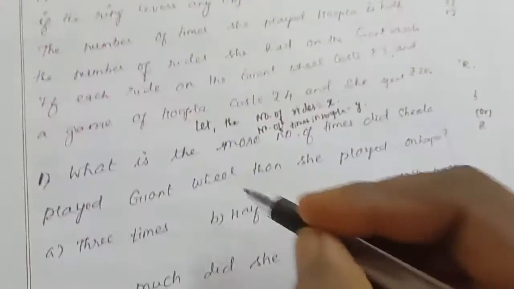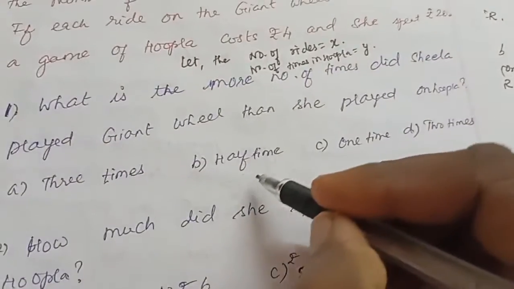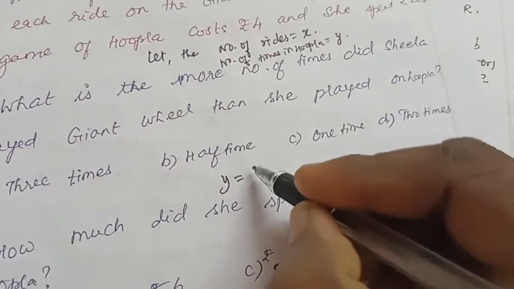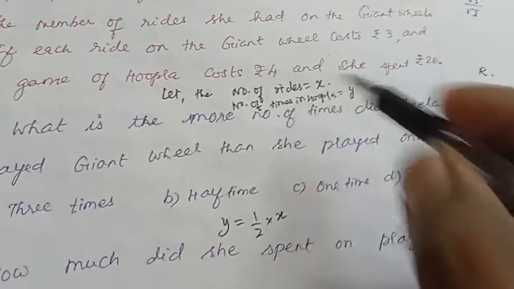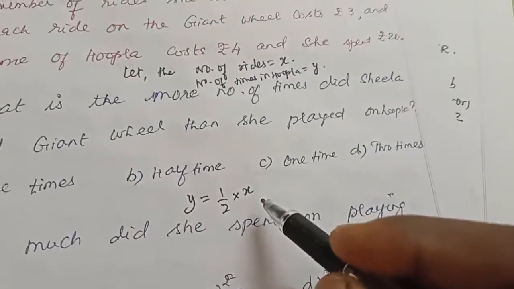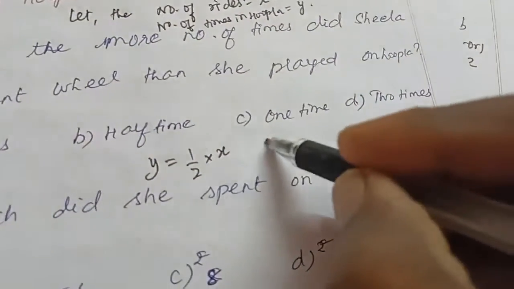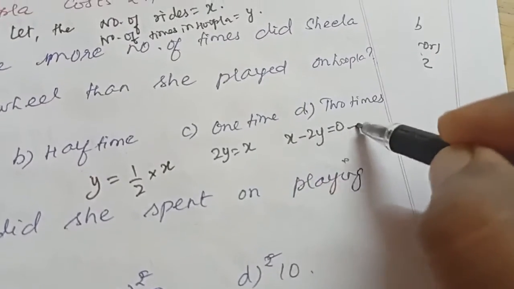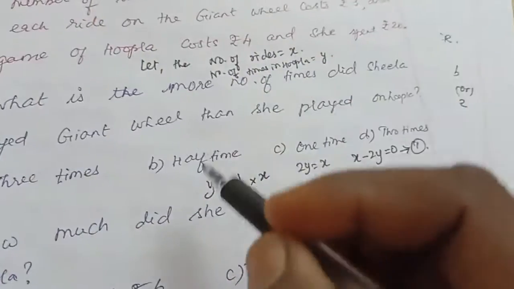So here they are telling about the condition. The number of times she played hoopla, that means y, is equal to half the number of rides. Half means 1 by 2. The number of rides is x in the giant wheel. So you can rearrange this: this 2 you can take to that side. So 2y is equal to x, so x minus 2y is equal to 0. Make it equation number 1. The second equation I will tell you later.